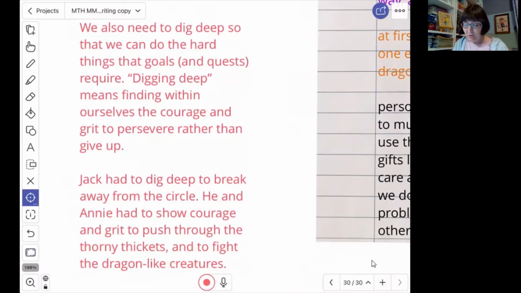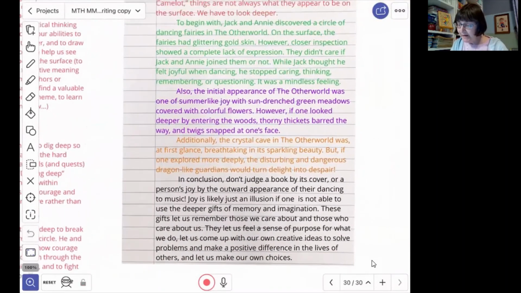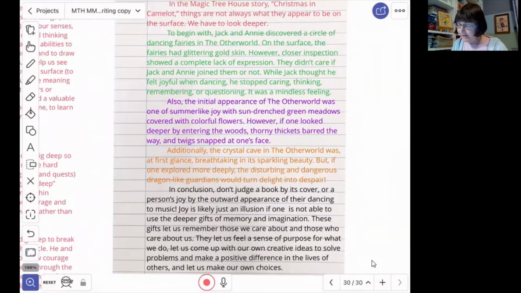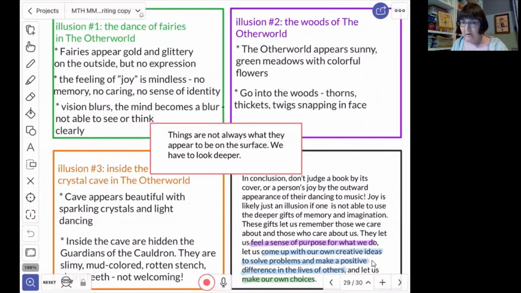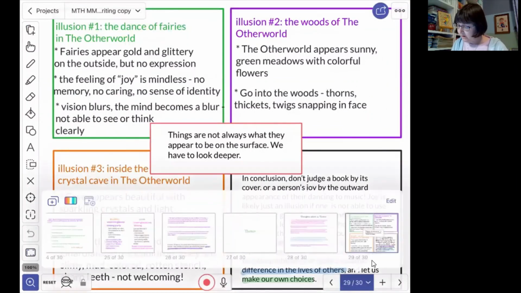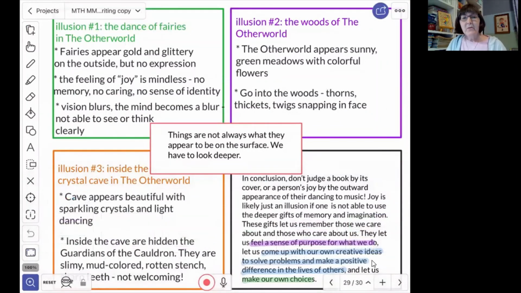So when I thought of each of these examples, which we can see here in the Foursquare, when I thought of these three illusions, I thought, yes, each one of them, we can look deeper to see the illusion, but we can also realize that these are three examples where Jack and Annie had to dig deep in order to persevere and not give up.